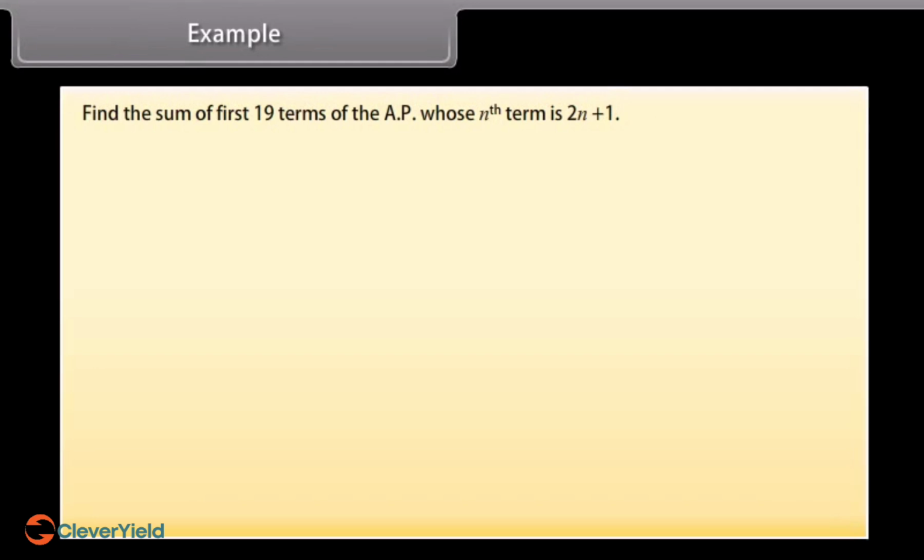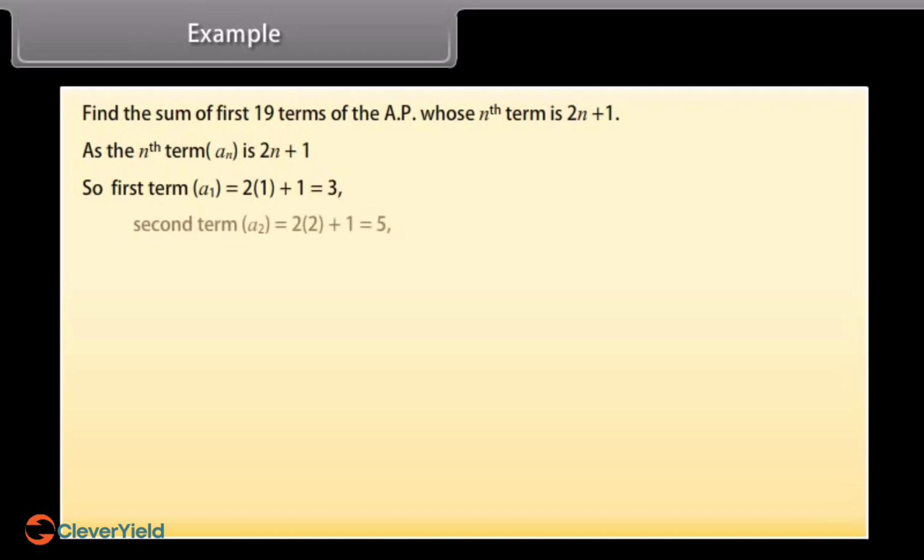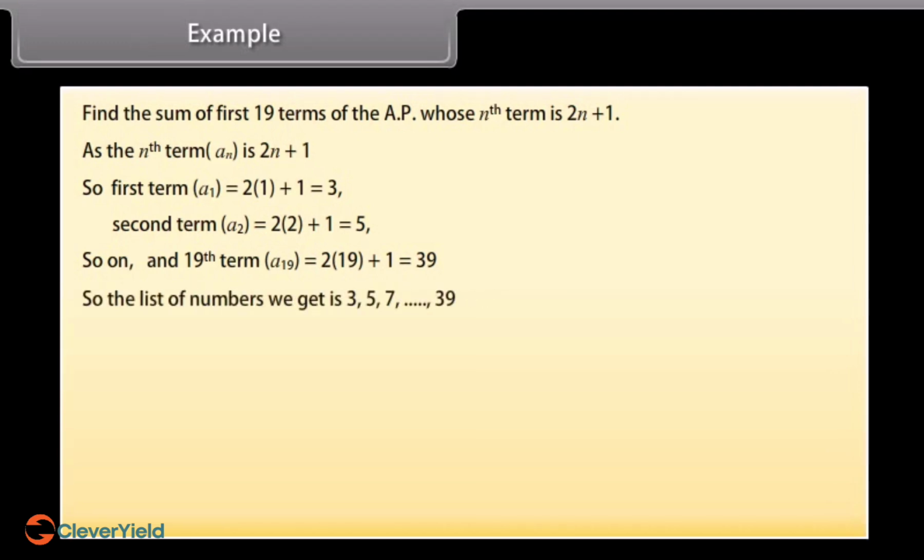Find the sum of first 19 terms of the AP whose nth term is 2n plus 1. As the nth term an is 2n plus 1, so first term a1 is equal to 2 into 1 plus 1 is equal to 3. Second term a2 is equal to 2 into 2 plus 1 is 5, so on. And 19th term is equal to 2 into 19 plus 1 is equal to 39. So the list of numbers we get is 3, 5, 7, so on, 39.